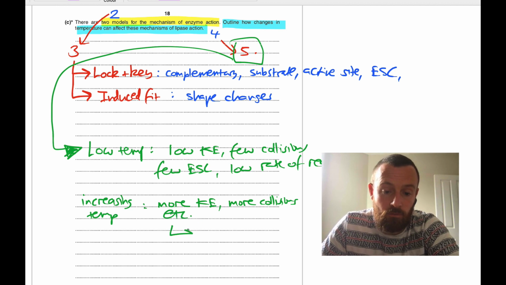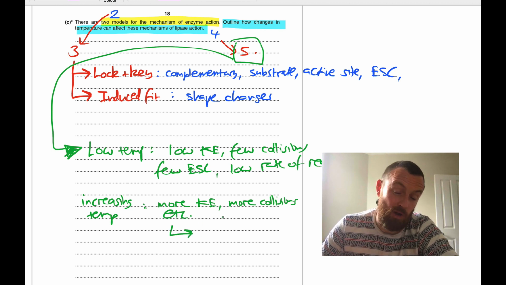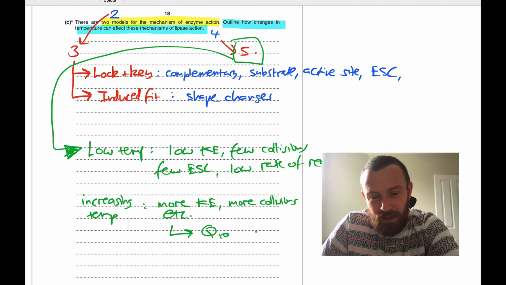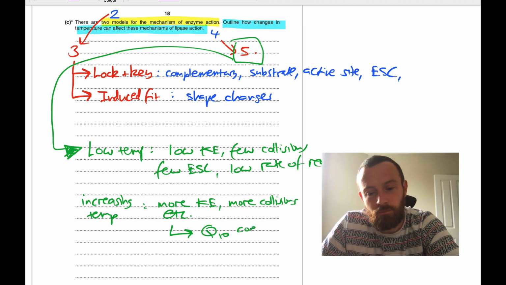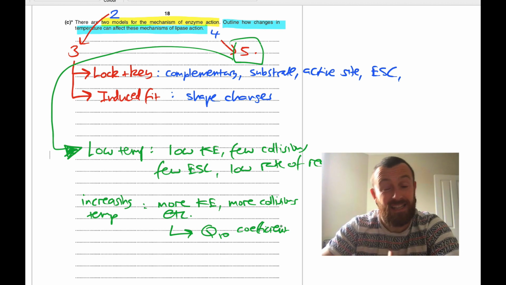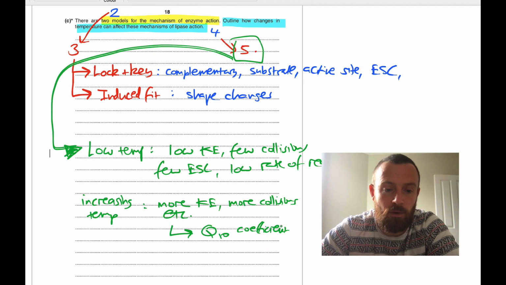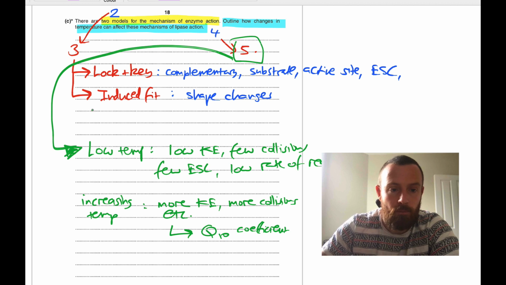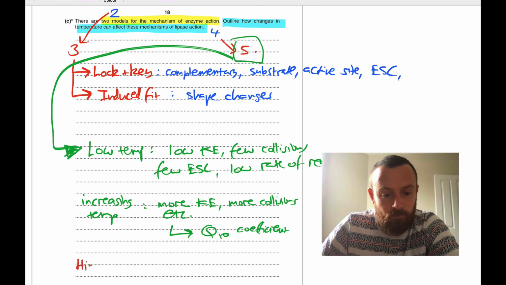I don't know if it'll be on the mark scheme, but we can even talk about Q10, maybe. Q10 coefficient: increasing the temperature by 10 degrees C tends to double the rate of an enzyme reaction at lower temperatures. And then after that, we can sort of then talk about higher temperatures.